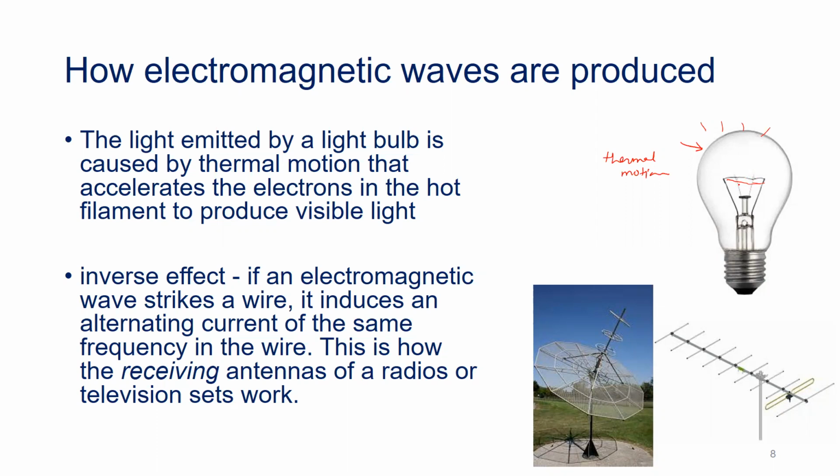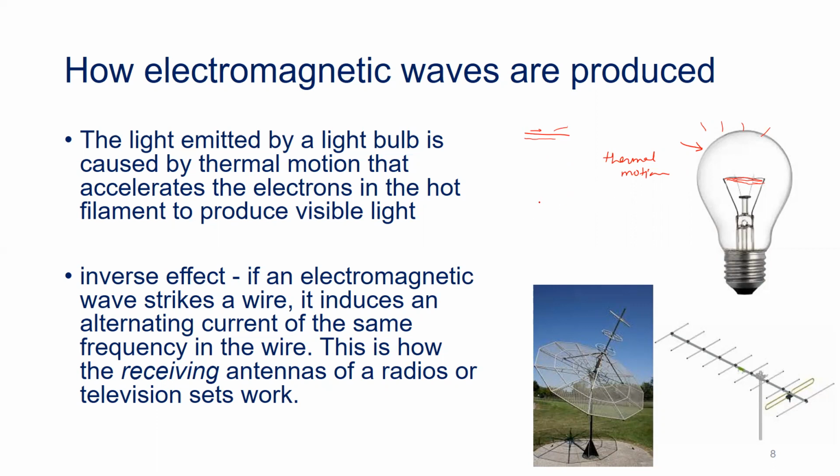Again, the thermal motion is there inside this bulb, and that thermal motion accelerates the electrons that are there in this hot filament. And that is how this bulb produces the visible light. So now we've seen two examples. The first one is the current carrying conductor. When the current passes through the wire, due to the charge motion, the EM waves are produced in the wire. And the second example is of the bulb.